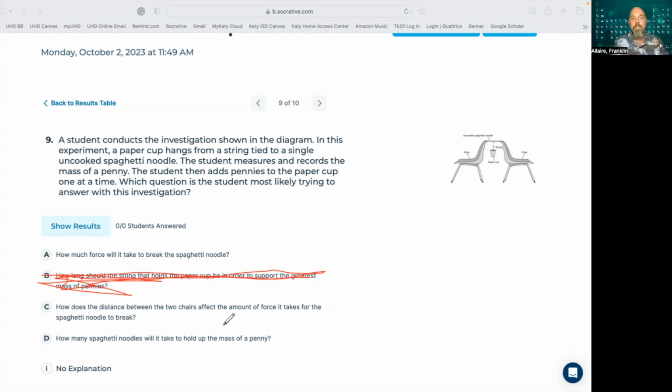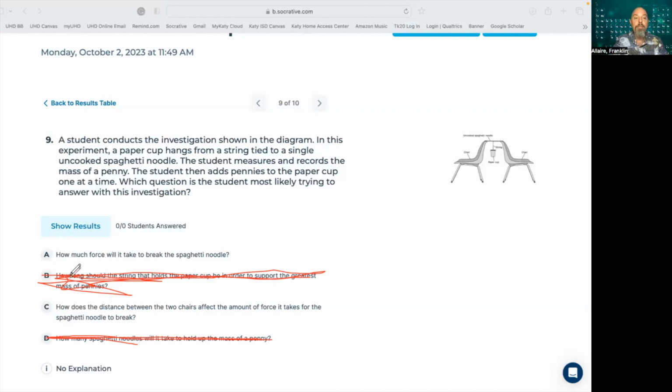So perhaps this could be an extension where we look at what happens if we have two uncooked spaghetti noodles, or 3 or 5 or 10? What effect does that have on the number of pennies? But because it tells us explicitly that there is a single uncooked spaghetti noodle, we can rule out answer choice D, because that information is just known. How many spaghetti noodles will it take to hold the mass of a penny? And we can assume that at least one noodle will hold 1 penny.